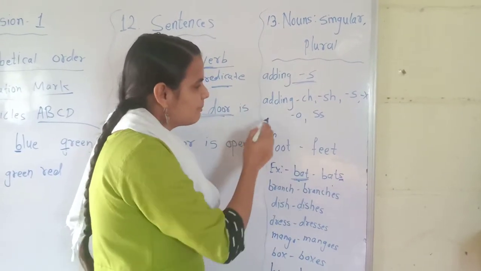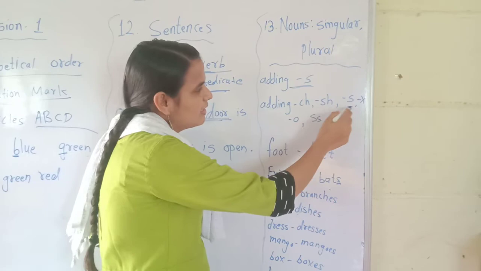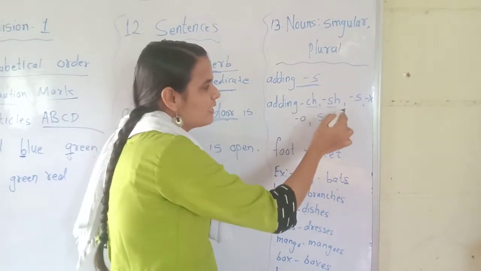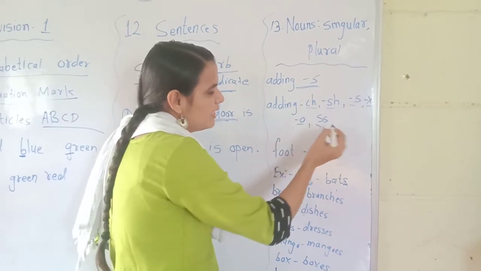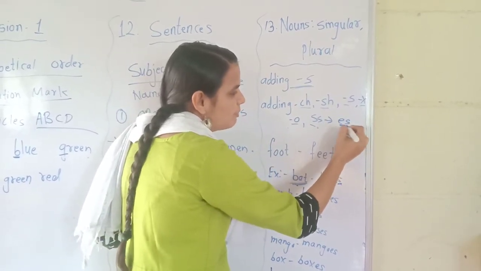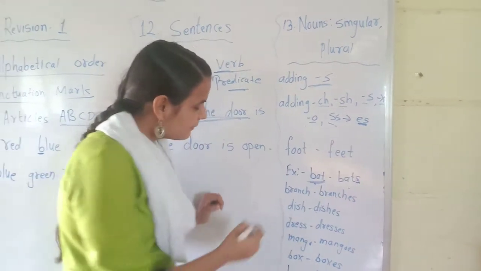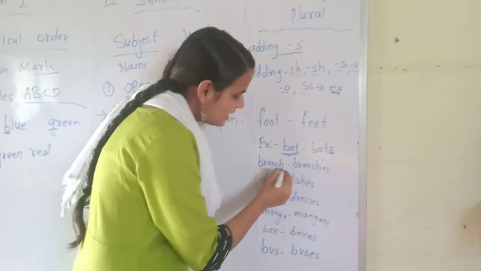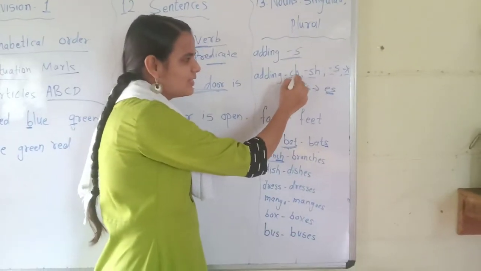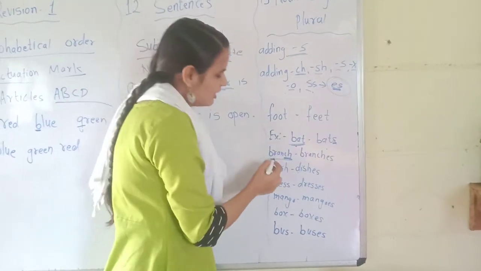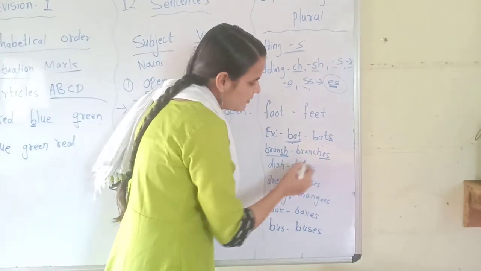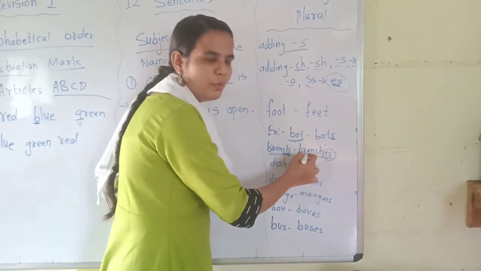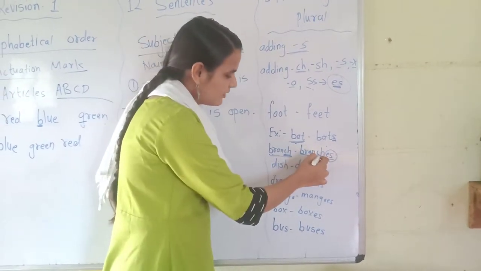Next, we have seen in this chapter about adding es to words ending in ch, sh, s, x, o, double s. So the words which end with ch, sh, x, o or double s, we add es to make the plural form. So see, singular, branch. This branch spelling ends with the letters ch. So as the word ends with ch, what do you have to add? You have to add es. So branch will become branches. See, you have to write the same spelling as it is and simply add es to that word. So it will become branch to branches.